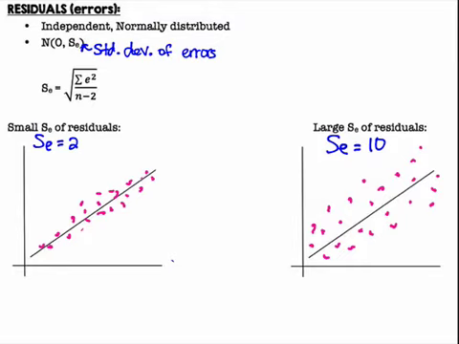Okay, so to get the standard deviation of the errors, it's the summation of your errors squared over n minus 2, then take the square root. But your calculator will give you all of your residuals when you perform your linear regression t-test. A small standard deviation of residuals, like 2, you can see how it's much tighter together, and then a larger standard error of the residuals of 10 is a lot more spread out.